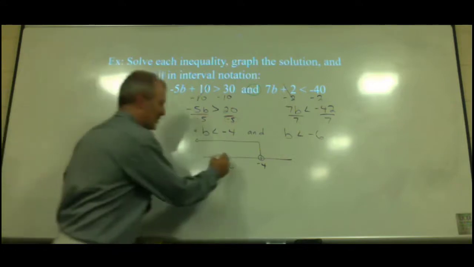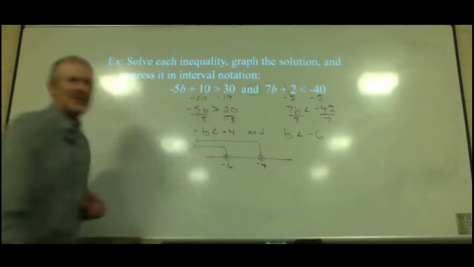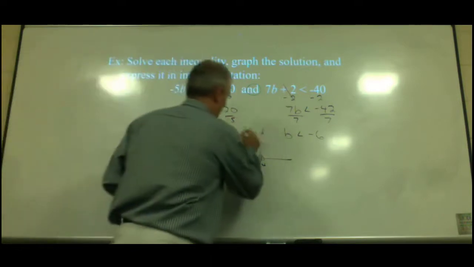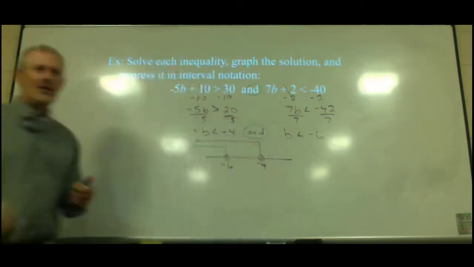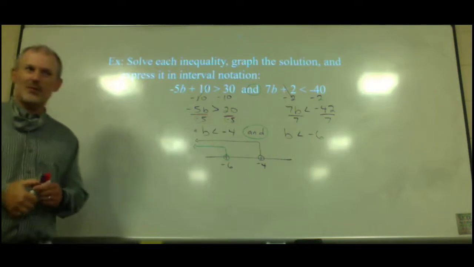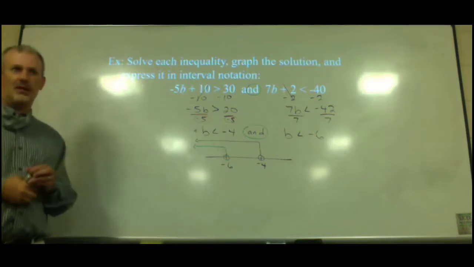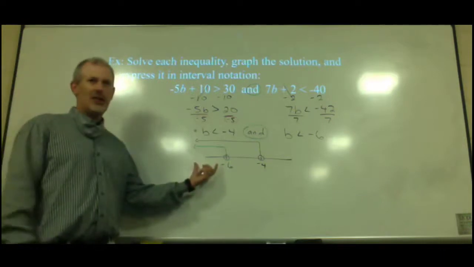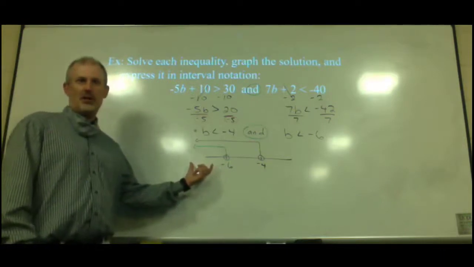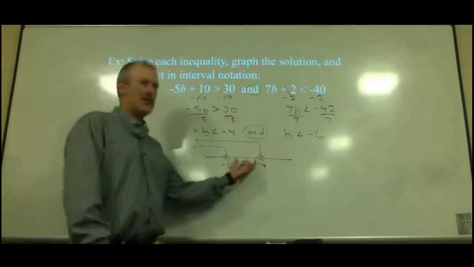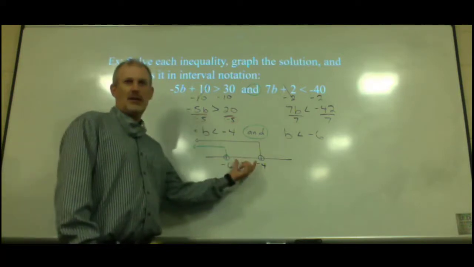So this one looks like the last one, doesn't it? Now here's the difference. It is an and statement. So in other words, for it to be part of our solution, it has to work for both parts of the inequality. So is this section over here on the left going to work? Yeah, because it works for purple and for green. Is the part in the middle going to work? No.